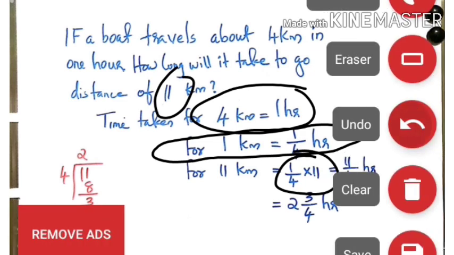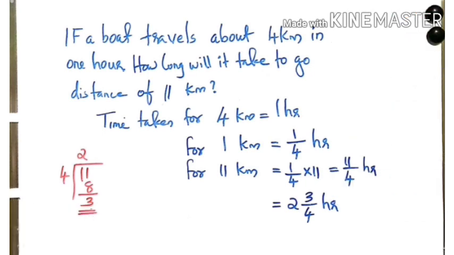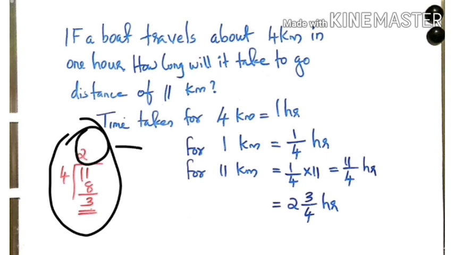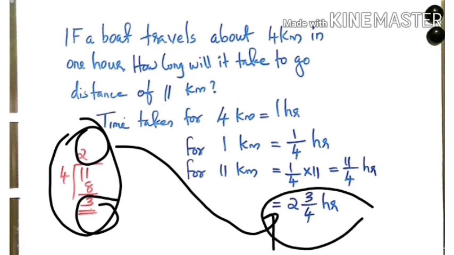Now we converted that fraction into a mixed fraction by dividing 11 by 4. While dividing 11 by 4, 2 is the answer. Write this 2. Then 3 is remained here. We can't divide 3 by 4. So write 3 by 4 near to 2. That is, 2 3 by 4 hours is the final answer.